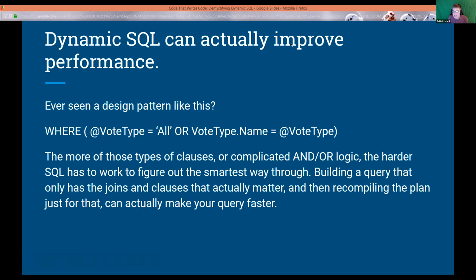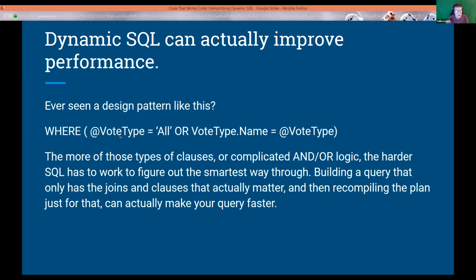Something else that's interesting is dynamic SQL can improve performance. Again, I don't have a lab for this just for time constraints, but if you've ever seen this design pattern where you're saying, I have this clause, look for the vote type that matches the variable, but I might sometimes set the variable to all to say, give me every vote type, and essentially annihilate this clause from the WHERE clause, right? And the more you have these, I guess I should have said predicates instead of clauses here, the more you have complicated AND/OR stuff, SQL has to work harder to figure out what it's going to do about your query.